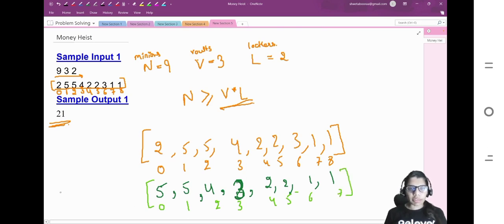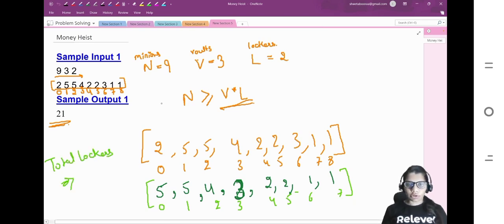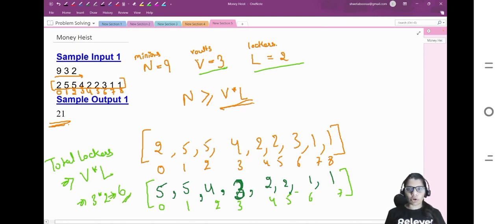Right? Now let's see how many total lockers we have. You can see the number of vaults are 3 and number of lockers in every vault are 2. So total lockers would be V into L, and in this case its value is 3 into 2, which is equals to 6, right? So we have total 6 lockers.